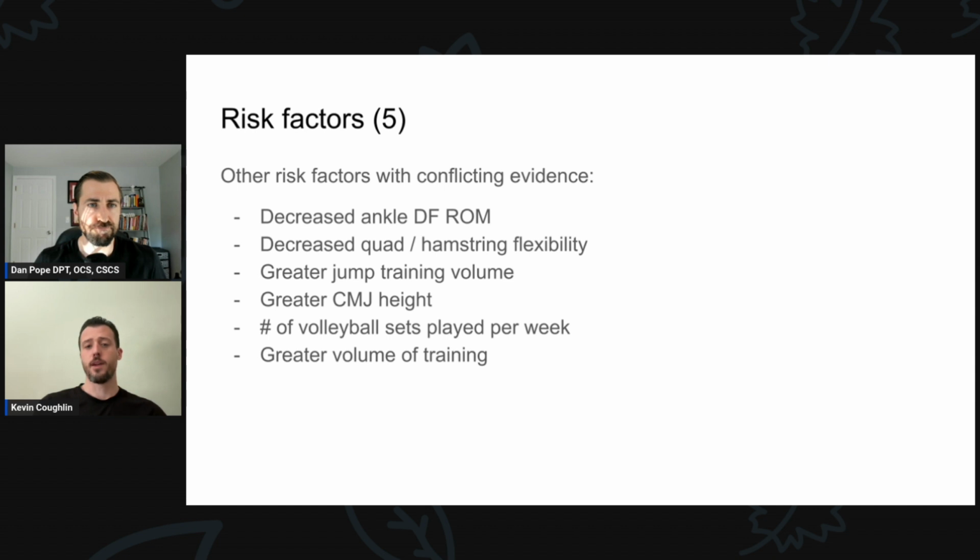Decreased quad and hamstring flexibility seems to be something you see off and on here. Greater jump training volume, greater countermovement jump height. So perhaps if you're just a better athlete jumping higher, we might be a little more at risk. Number of volleyball sets played per week, again relating to volume, and greater volume of training. So, yeah, we're seeing this in some papers, and I think it makes a lot of sense intuitively. So just things to consider. You might not see that in every single study, but important things that maybe we can try to modify and see how it helps the person in front of us.